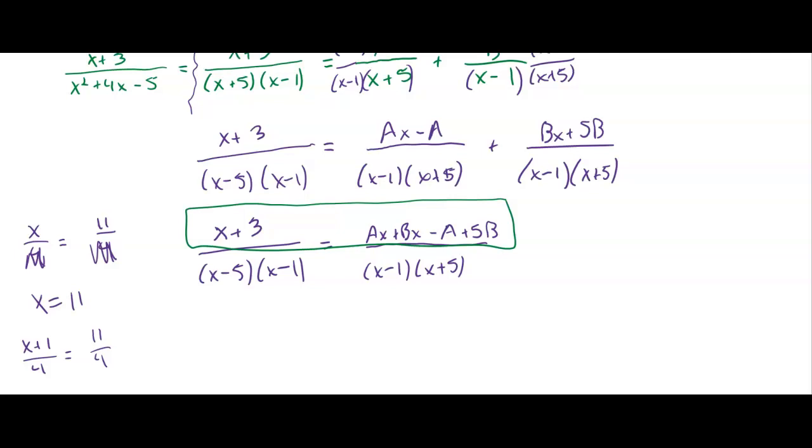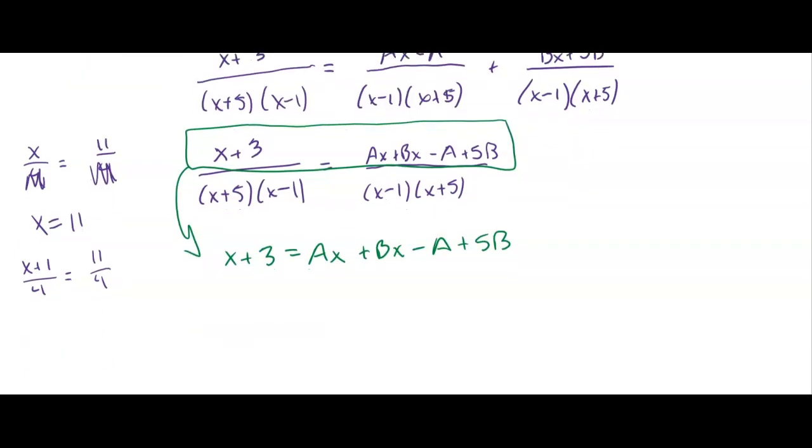Another way to do this would be to multiply on both sides by x minus 5, or sorry, x plus 5 times x minus 1. I missed that too. Sorry, maybe you caught that. Anyway, what I'm going to get out of this, from just setting the tops equal to each other, is x plus 3 equals ax plus bx minus a plus 5b.